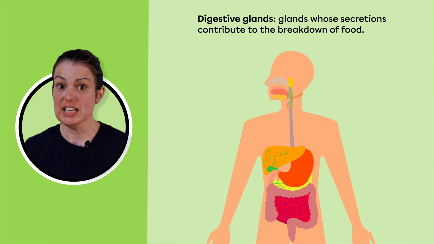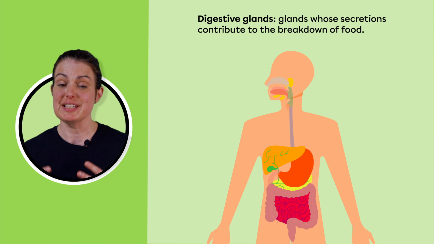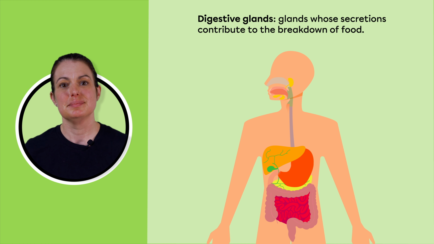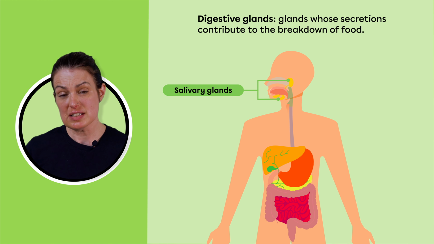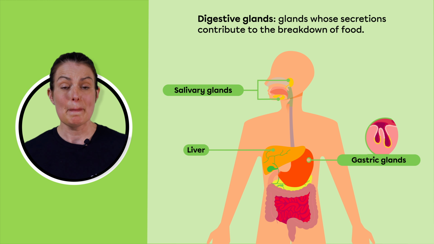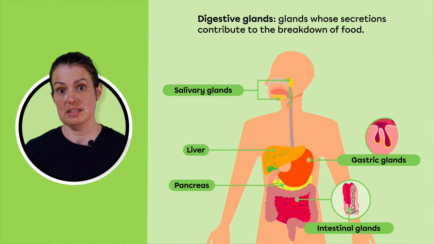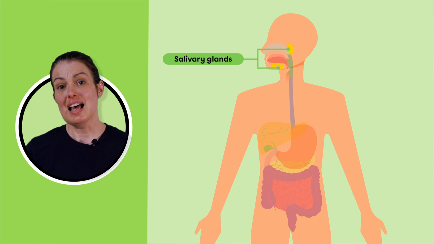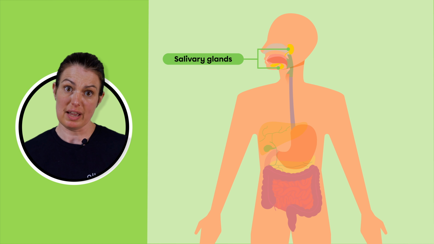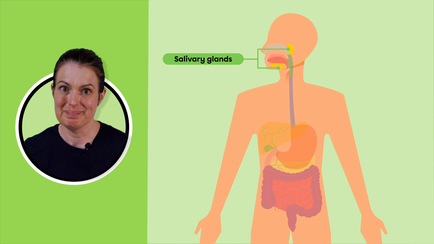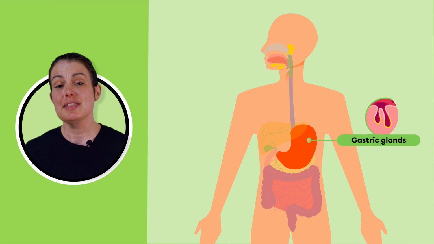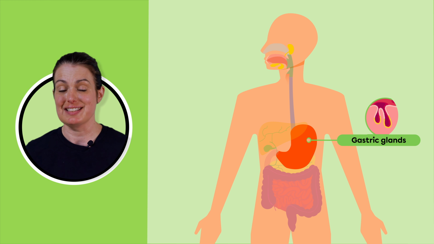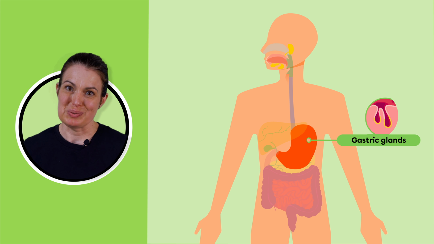Digestive glands are glands whose secretions contribute to the breakdown of food. Digestive glands include the salivary glands, gastric glands, liver, pancreas, and intestinal glands. The salivary glands are located mainly under the tongue and at the back of the oral cavity. They produce saliva. The gastric glands are embedded in the inner wall of the stomach at the bottom of microscopic cavities. They produce gastric juice.